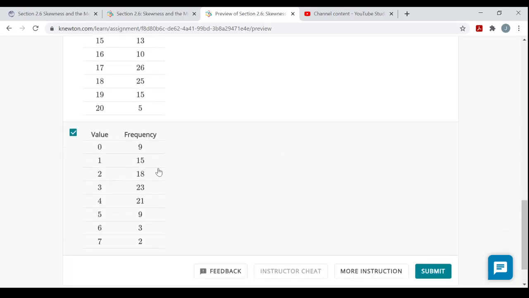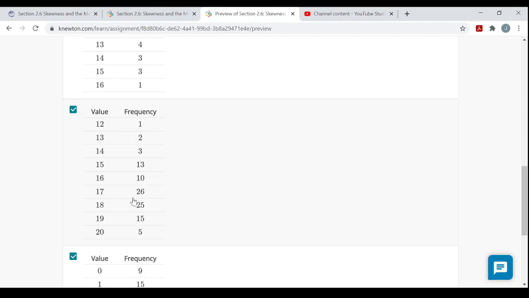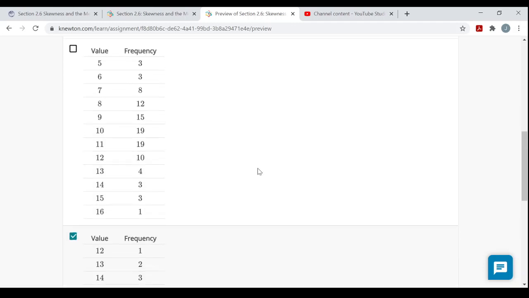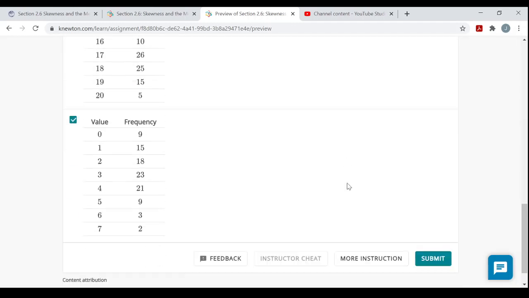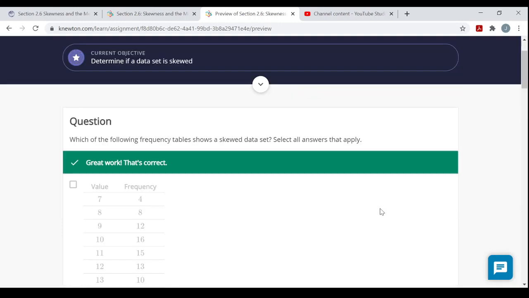Look, bulky on the left, stretched down on the right, low on the right. This is skewed right. This is low on the left, bulkier on the right. This would be skewed left, and it looks like those are the only two. Again, you can draw histograms just like the previous problem. And it looks like that's about all we're doing here.